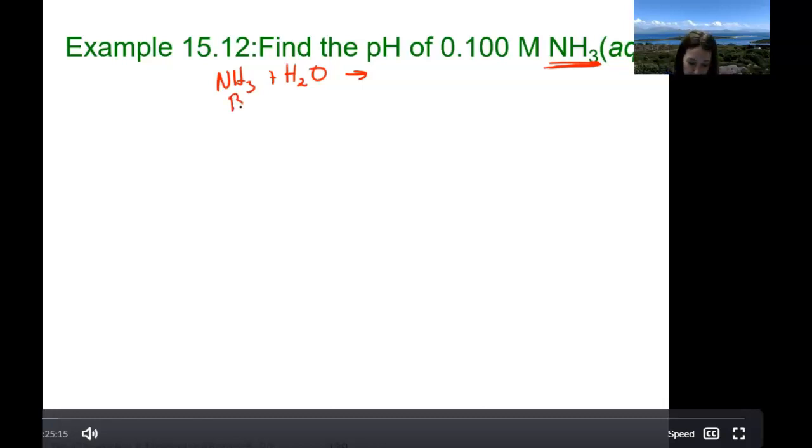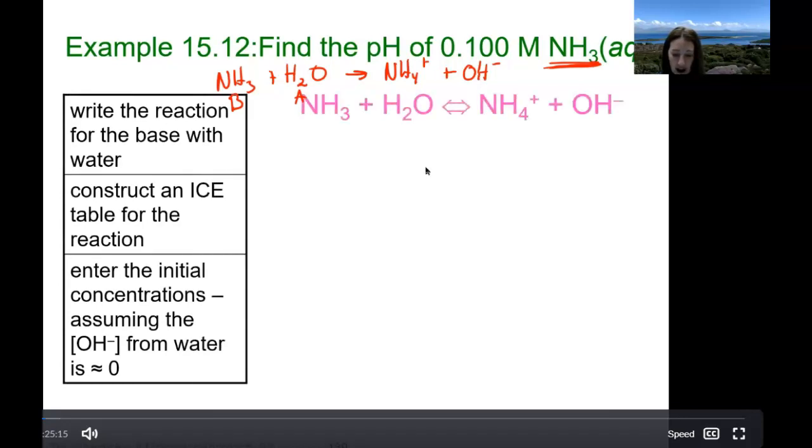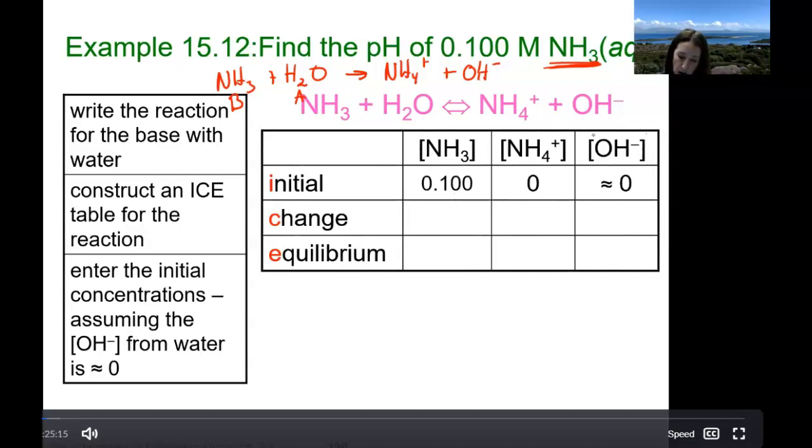Okay, so if this is a base, bases gain, right? So NH3 gains, acids lose. This is our equation, right? So we need to make sure that we know how to write that equation, because this equation is what gives us our ICE table. It tells us what we have in our ICE table. So when we solve for our x here, we're solving for the hydroxide concentration, right? Before, when we were doing acid, that was our hydrogen concentration. This time, this is our hydroxide concentration.